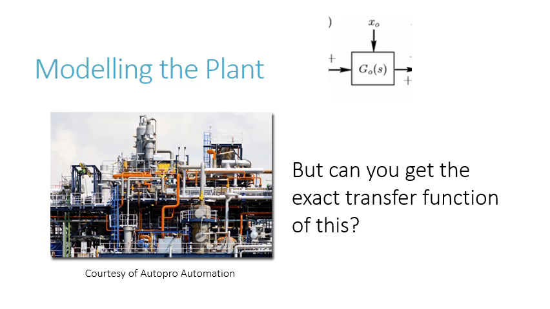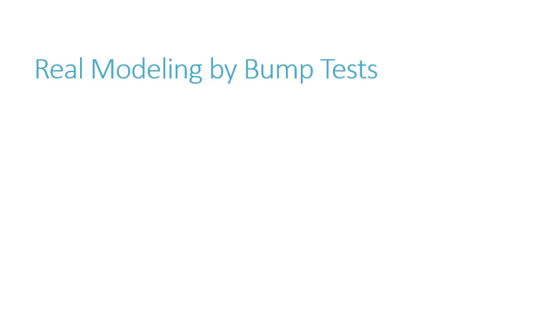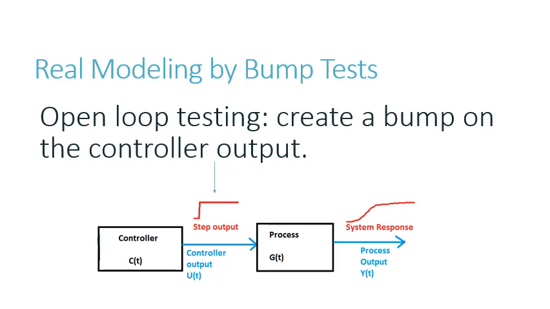But if you look at a system like this, it's got a lot more going on. The process is a lot more complex, and it just seems that most companies aren't going to be willing to pay for PhD chemists to come in and model the process, and probably their modeling wouldn't even be that good because it's just too complicated. Well, if you're not going to model it analytically, how are you going to do it? Well, it's done with bump testing.